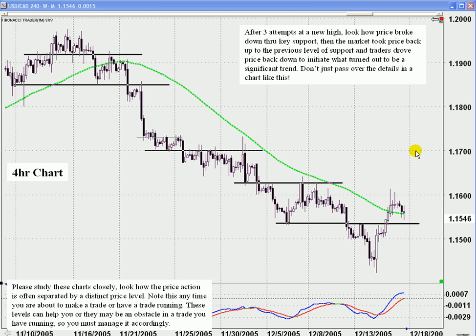Folks, don't just pass over the details in a chart like this. Study it and use it in your trading, because I will trade on this alone. You would be surprised, you'd be amazed at the simplicity with which I will analyze the market at times and move into some very, very excellent positions.